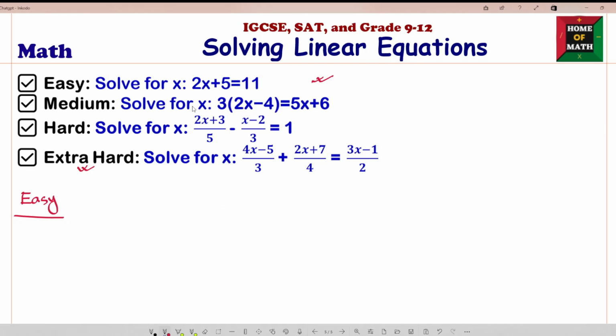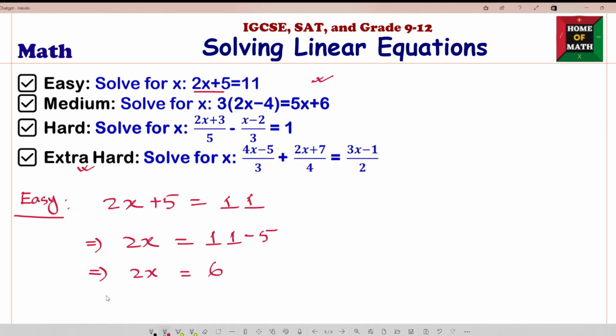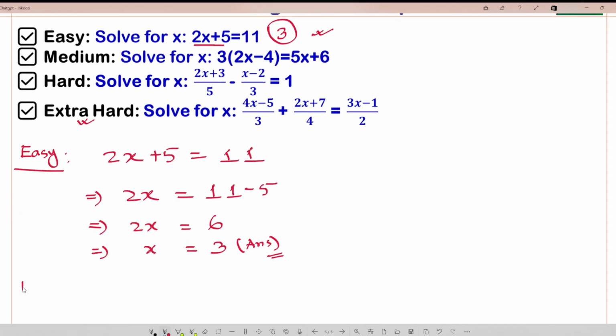Solve for x where 2x + 5 = 11. So we can write it like this: 2x + 5 = 11. So 2x equals, 5 will be transferred to the right side, so 11 minus 5. So 2x equals 11 minus 5, which means 6. Once we divide both sides by 2, x = 3. This is our first question's answer: 3. Now medium level.